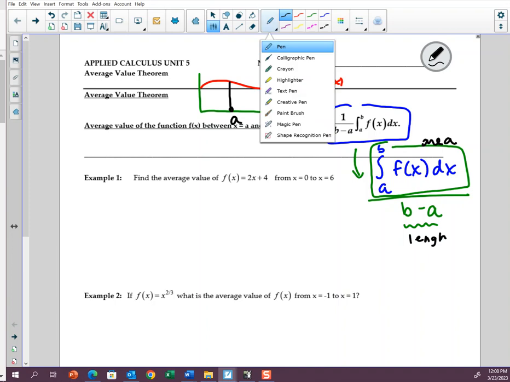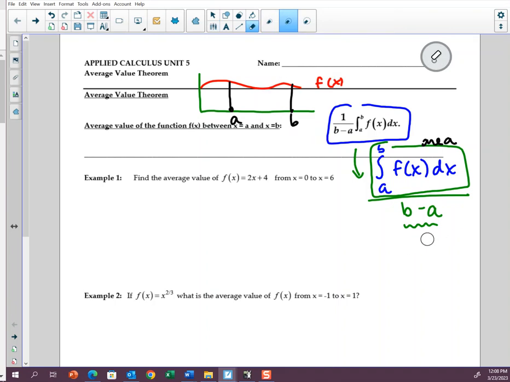oops, I can't spell the word length right now. Oops, and that's not an eraser. Oh, it's just going to be one of those days.